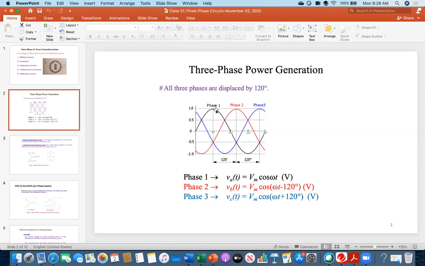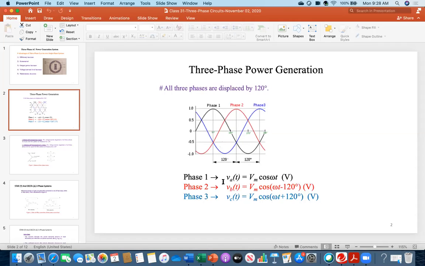Everybody see, phase 1 starts from 0, and you all know this pattern. Here it is 180 degree, here 90 degree, then 270 degree, and then 360 degree. For phase 1, you can say VAT, A phase, B phase, C phase, or phase 1, phase 2, phase 3. It is the same thing. You are familiar with this one: Vm cosine of omega t.